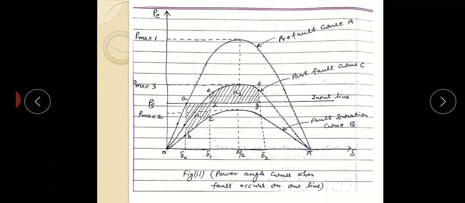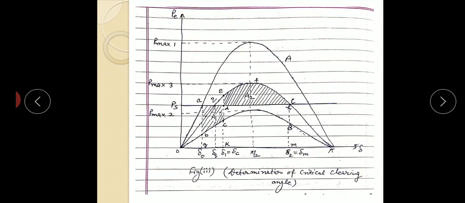The system will be stable if the retardation area A2, that is area DEFG as shown in figure, is equal to the acceleration area A1, that is ABCD. So this part is very important. This is the whole functioning of the machine when fault occurs and when fault is cleared. Now see the third figure, figure number 3. This is the determination of critical clearing angle.